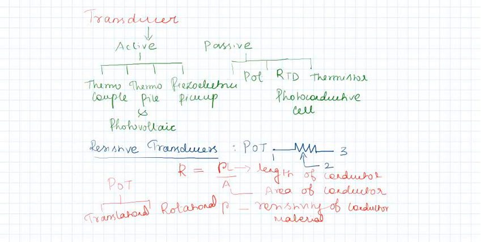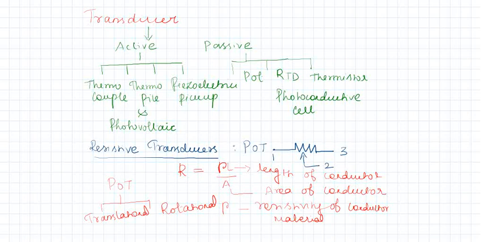Welcome to the class. Today the topic we are going to discuss is the transducer. What is a transducer? A transducer is a device which is used to convert one form of energy into another form of energy. In the third unit itself we have come across so many transducers. Generally, transducers are classified into two types, that is active as well as passive. What is active and passive?